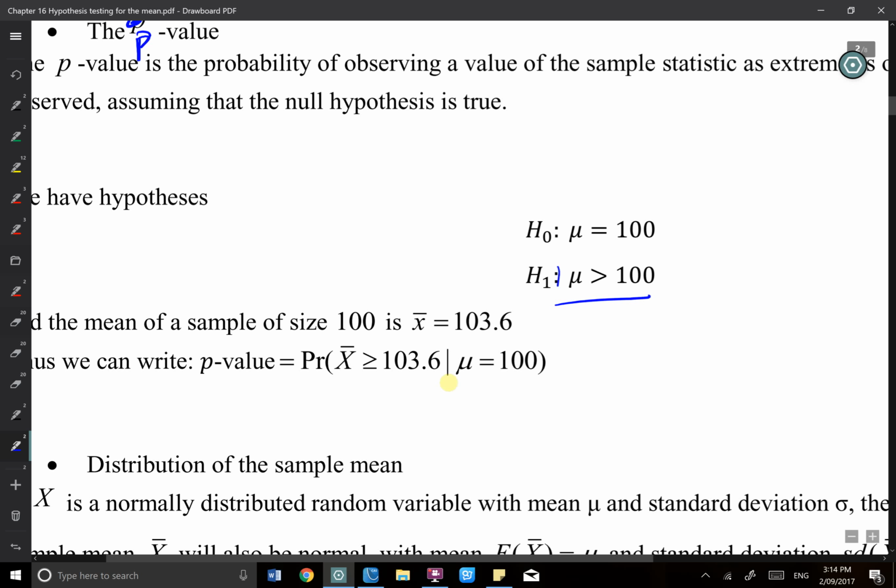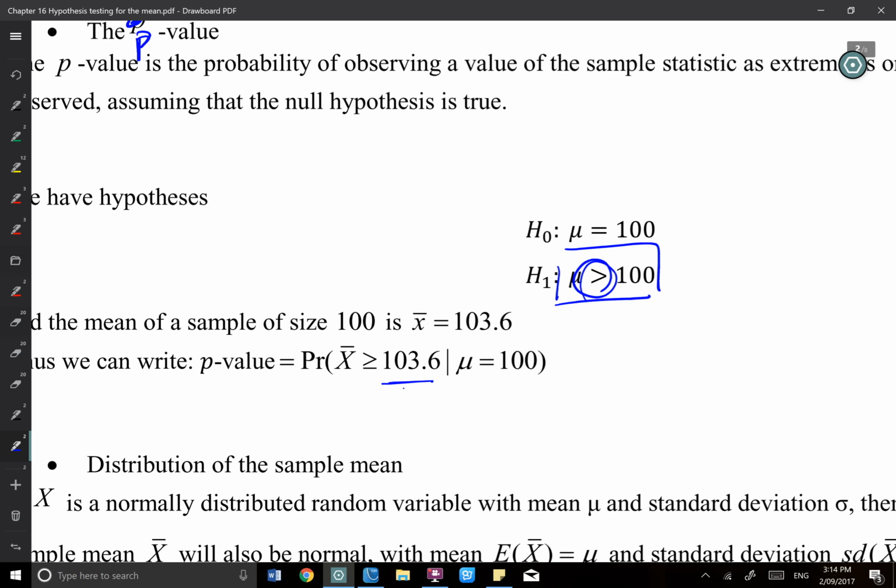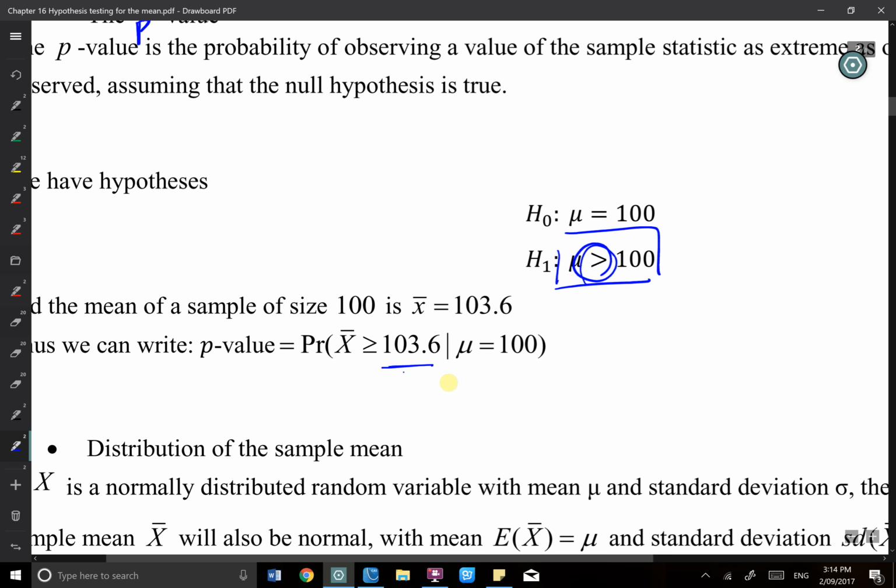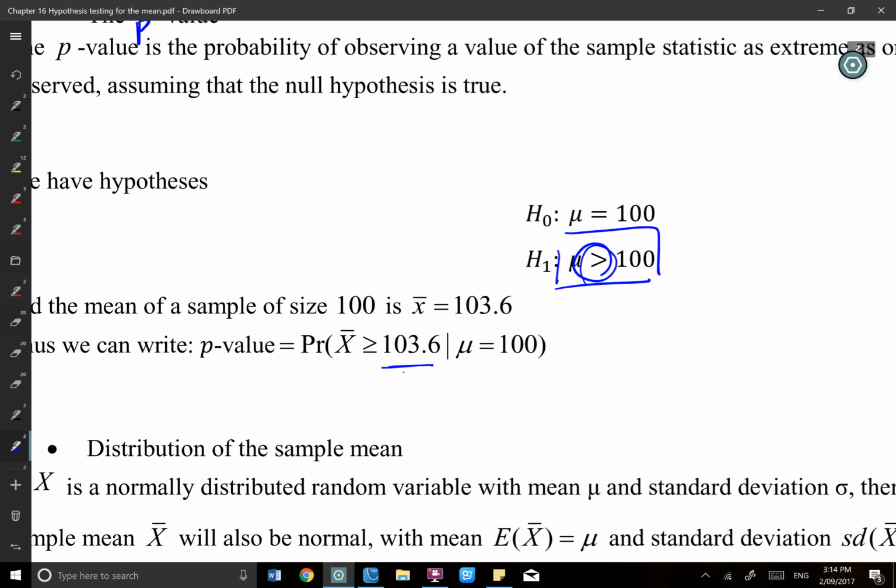Now I assume that mu is greater than 100, so the sign will follow the H1 hypothesis testing. What I want to find is the probability that x bar is greater than or equal to that, the extreme or even more extreme value compared to the observed one. I'm finding the probability on the distribution. That makes sense? The sign will follow the H1 sign. It's not like you're guessing it.